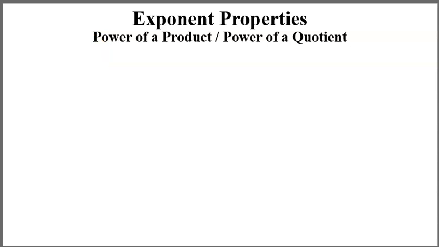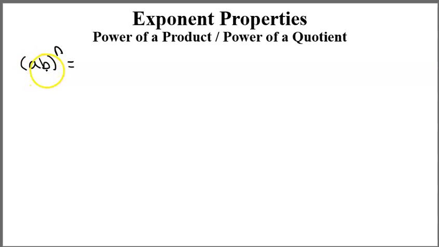Okay, so we're going to look at exponent properties, specifically power of a product and power of a quotient. So let's look at them. Power of a product says this: if I have two things being raised to a power, I can simplify this by taking each factor.